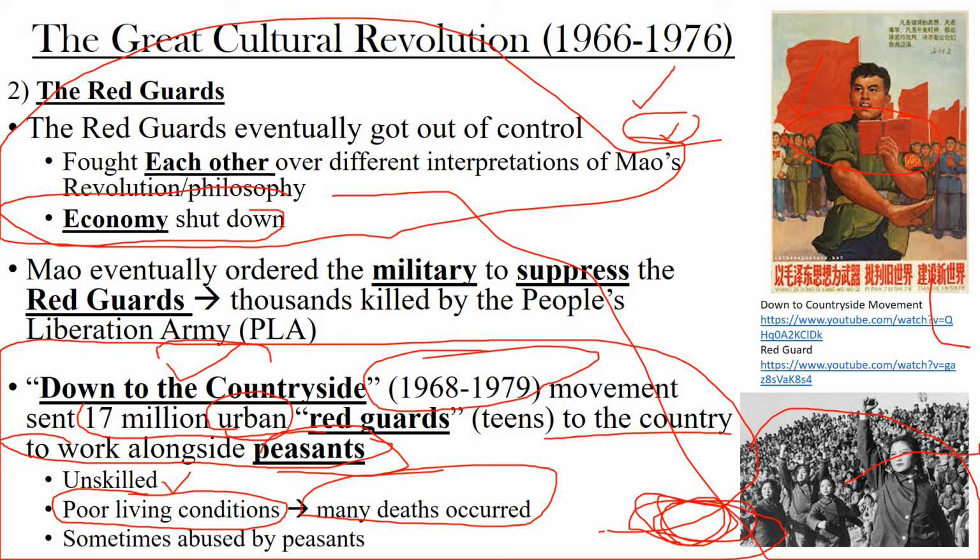And there were also widespread accounts of just brutal abuse. Especially female Red Guards would be abused by the families and the peasants they were sent to. But even the males were beaten up or treated poorly because the peasants didn't want them. They didn't need them. They weren't happy to have them.